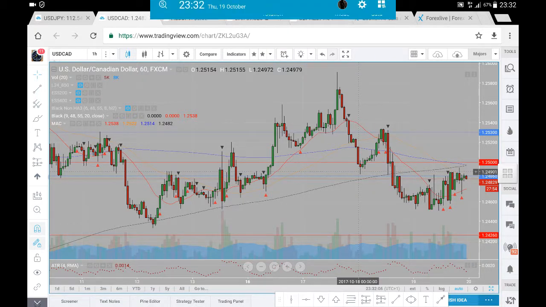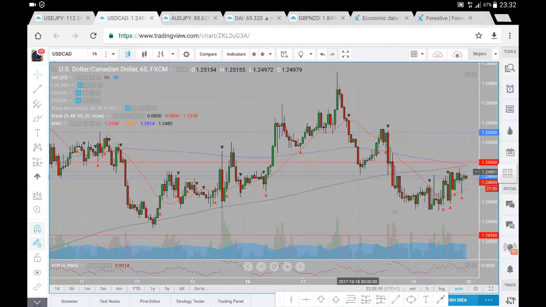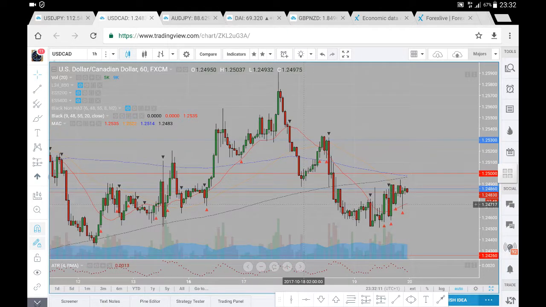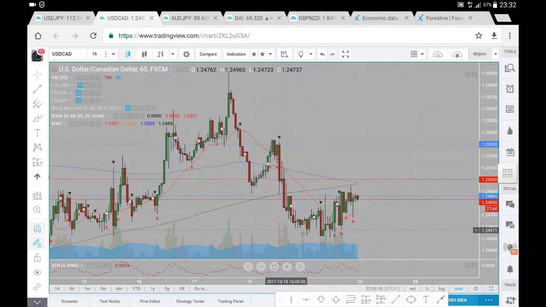So this is US dollar, Canadian dollar analysis for Friday the 20th of October. Now let's look at what happened with prices on the 19th. And let's just see where we are.